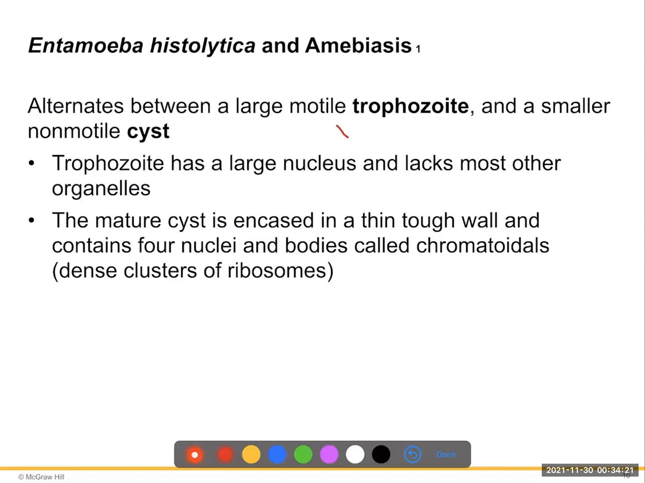So this is the active form. This is a cystic form where it's not feeding or anything, but it's used to transit between hosts. The trophozoite has a large nucleus and lacks most other organelles. The mature cyst is encased in a thin, tough wall and contains 4 nuclei and bodies called chromatoidals, which are a dense cluster of ribosomes.